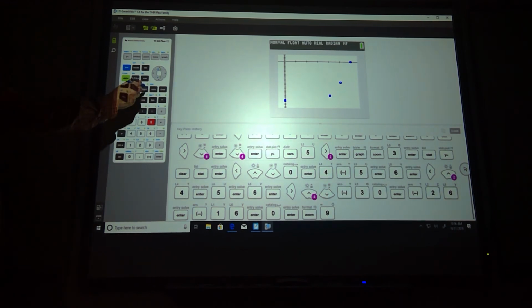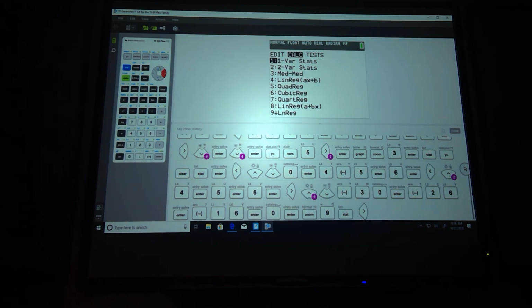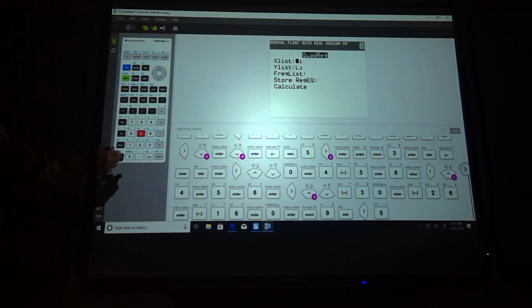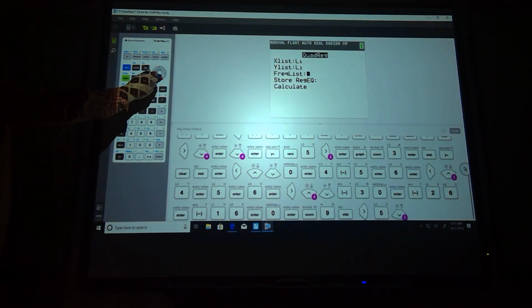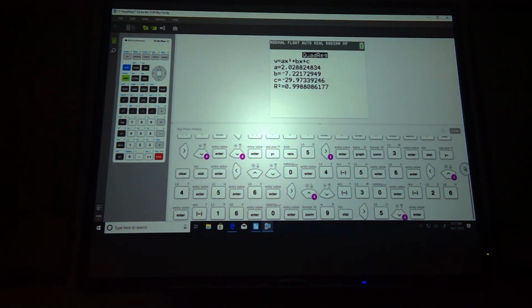Okay, you ready? Yep. I'm geeking out. Stat, still with me? Stat what? Calculate. Calculate what? 9. Quadratic. Yeah, I want the quadratic. You don't want natural log regression. Okay, we're going to calculate the quadratic regression. Hit enter. We got a pretty good R squared value. It's 99.9% accurate. That's my equation to that parabola.